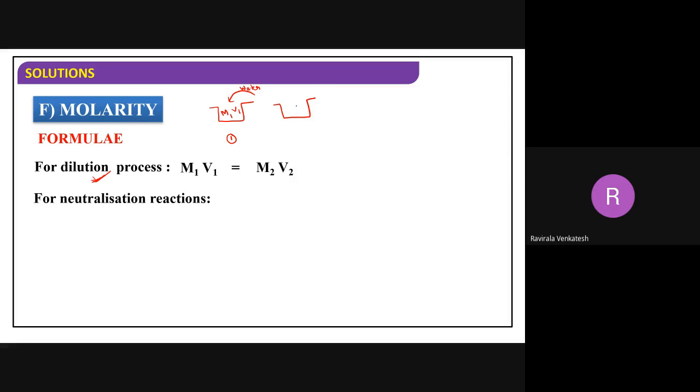In this case, now V1 becomes V2. Now M1 becomes M2. And these will be equal. The first solution and second solution will be equal in terms of M1 V1 is equal to M2 V2. So this is the main formula you have to remember. Understood?